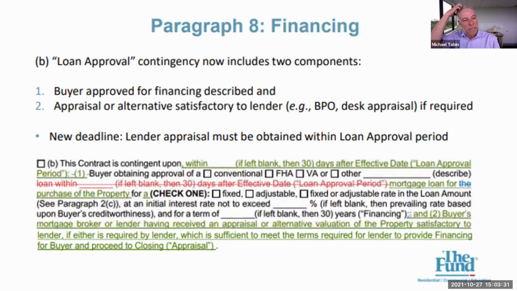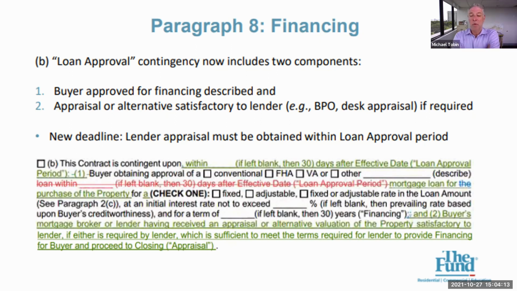Okay, so this is where the crux of the changes are. If I'm putting you to sleep, wake up just for a few minutes. This is what you came for. The loan approval contingency now includes two important components. This is the crux of everything. Your loan approval contingency is for credit and collateral. Your loan approval and your appraisal both must be obtained within the loan approval period. That's the biggest change here. Loan approval and appraisal now must both be completed within the loan approval period.